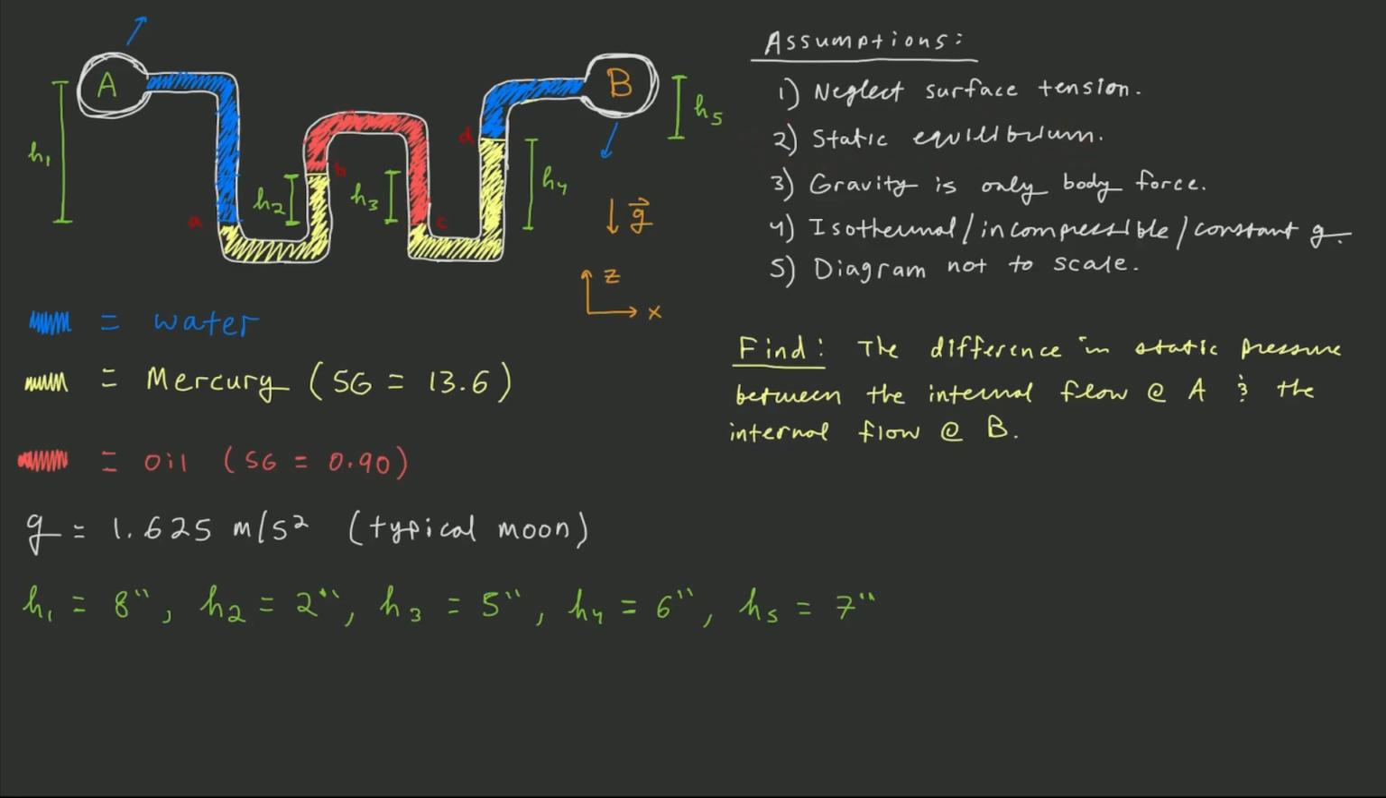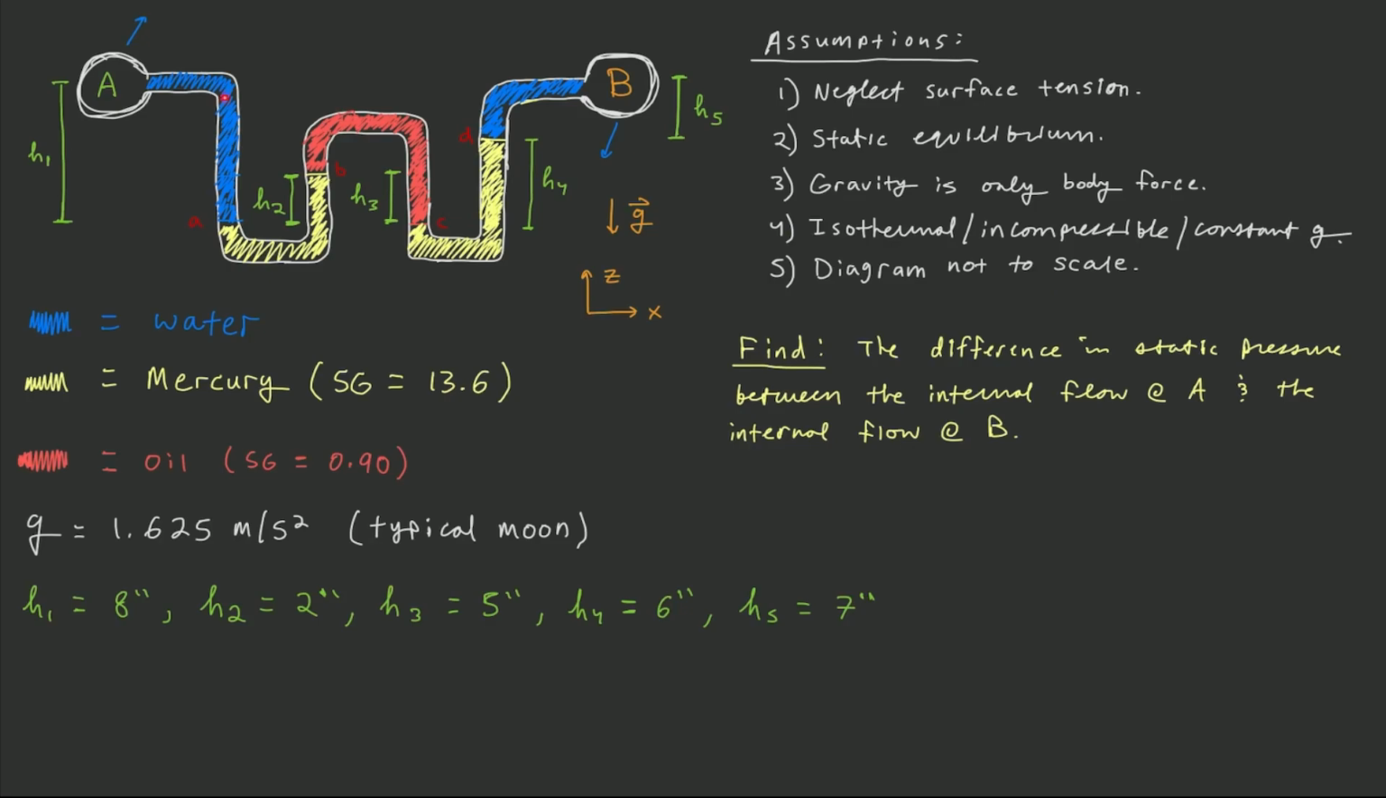We're going to assume, two, that we're in static equilibrium. Three, we're going to assume that gravity is the only body force, so we can actually use the hydrostatic pressure equation. Four, we're going to assume that our flow in our system is isothermal, incompressible, and that we have a constant magnitude of gravitational acceleration, so we can use the simplified version of the hydrostatic pressure equation. And five, we're going to assume that the diagram as drawn on the left here is not necessarily to scale.